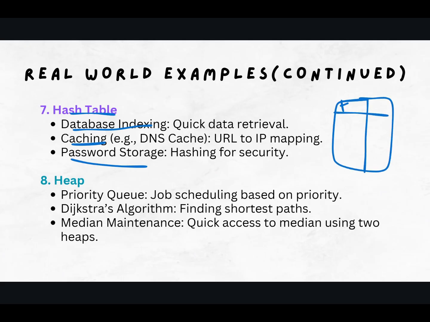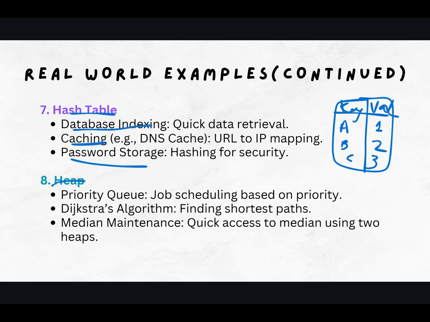So we have keys and we have their values. Let's say if I have a key A and its value is 1, key B value is 2, C 3. So that's how hash maps work.